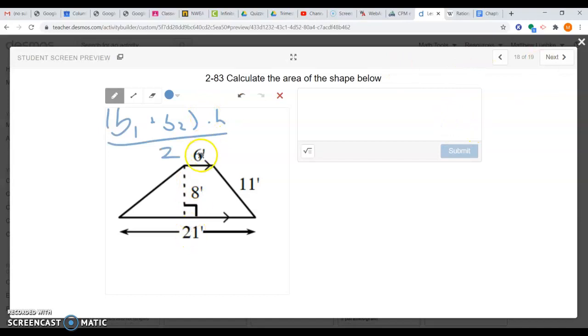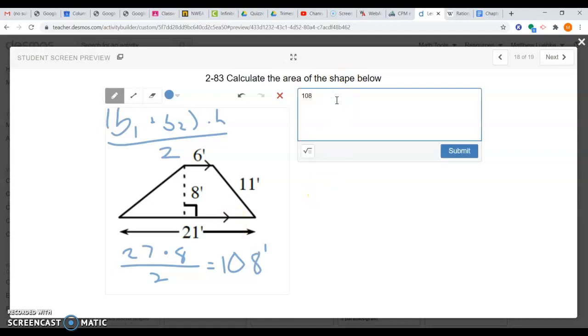So B1 is 6, B2 is 21, so when I add them together, that gives me a base of 27. Multiply by that height, which is 8, and we divide that by 2 to come up with our answer. So 27 times 8 gives me 216. I divide it by 2, and that gives me an answer of 108 feet. Ooh, that's an ugly 8. Let's change that. 108 feet. Okay, so my answer there is 108, and I hope that explanation of where we're deriving the formula from works.